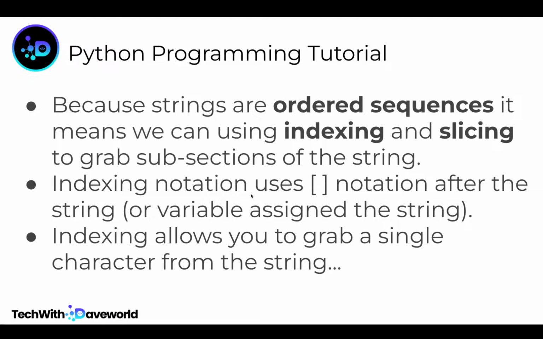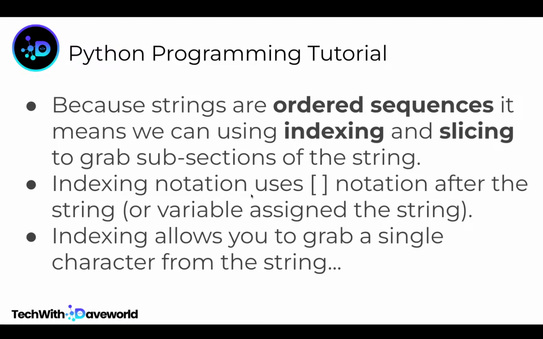Next is indexing notation. Indexing notation uses square brackets. In our previous lecture, I explained the different types of brackets that we have: the square bracket, the parentheses, the angular bracket, and the curly braces also. When you want to grab a particular index in Python, you have to use the square bracket. So index notation uses square bracket notation after the string or variable assigned to the string.